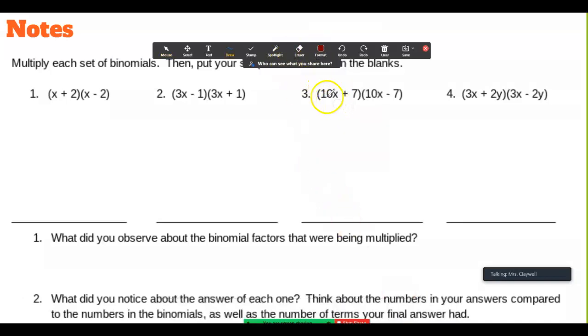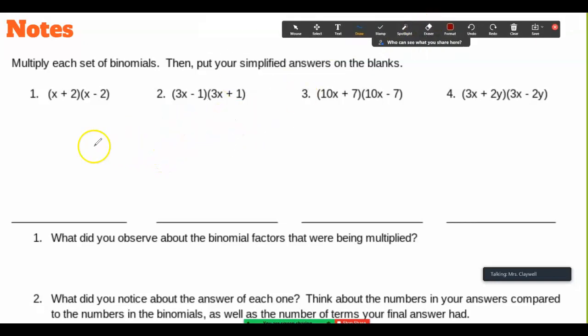Hi, this is skill 17, multiplying or factoring perfect squares or difference of squares. So we're going to start by multiplying these binomials, and then we're going to see what our answer is that comes up in the blank. So you can use the box method or the double distribute method or FOIL.